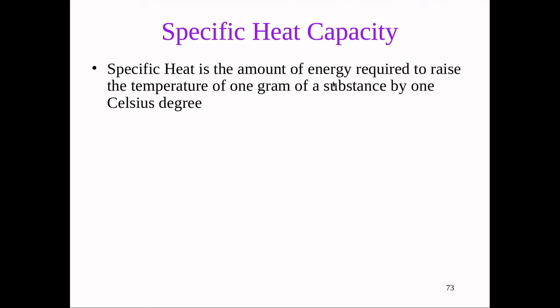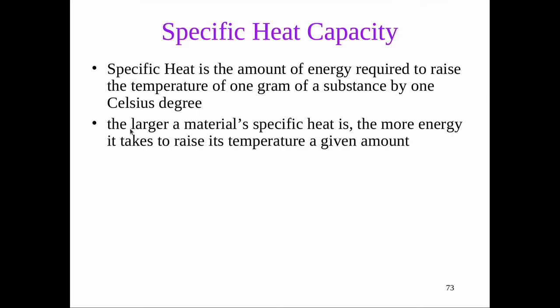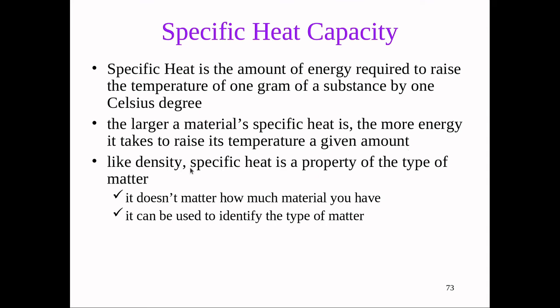So the specific heat is the total amount of energy required to raise the temperature of 1 gram of the substance by 1 Celsius degree. The larger a material's specific heat is, the more energy it takes to raise its temperature by a given amount. Like density, specific heat is a property of the type of matter. It's specific to that matter. It doesn't matter how much of the material you have. We've made it independent of the mass by dividing by the mass, and it can be used to identify the type of matter. If I have a pure substance, I can identify it based on its specific heat.